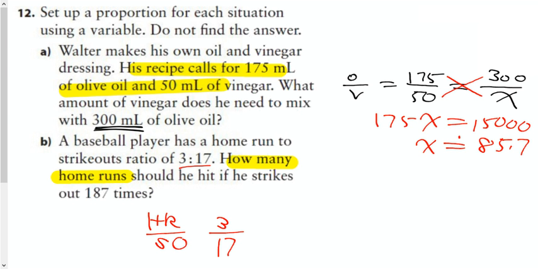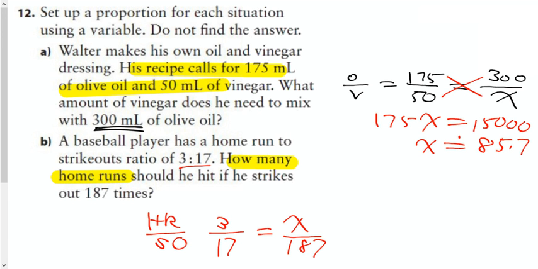If I stop right there, what do I know so far? How many home runs? In my ratio, which one do I not know? Home runs. And what's that going to be allocated? It's going to be given the variable X. How many home runs if he strikes out 187 times?